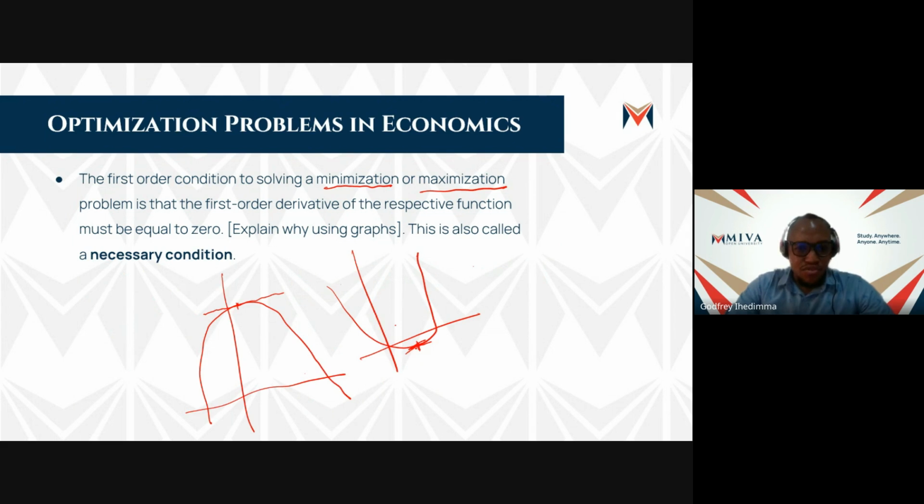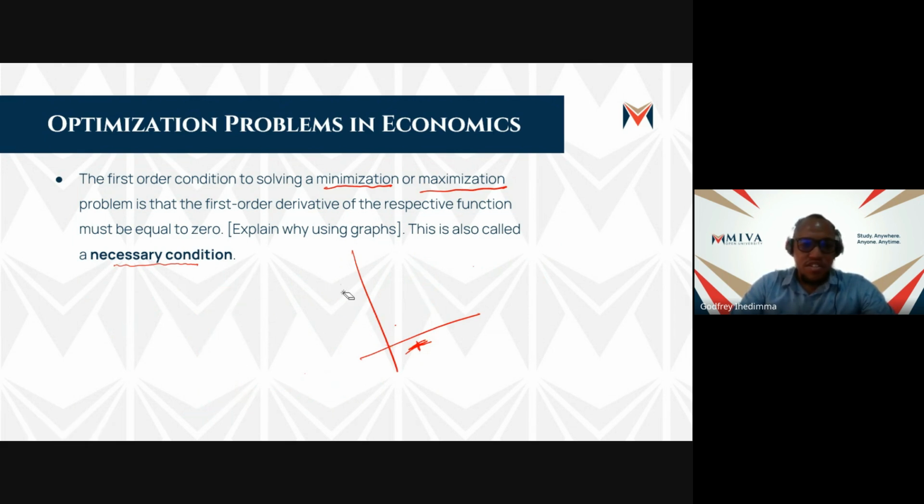And if this is true, it then means that the first order condition is nothing but a necessary condition to finding out if the equation is a minimum or a maximum function. It is just a necessary condition. It is not enough to verify if this equation is a minimum or maximum. And that takes us to the second order derivative, or condition rather.